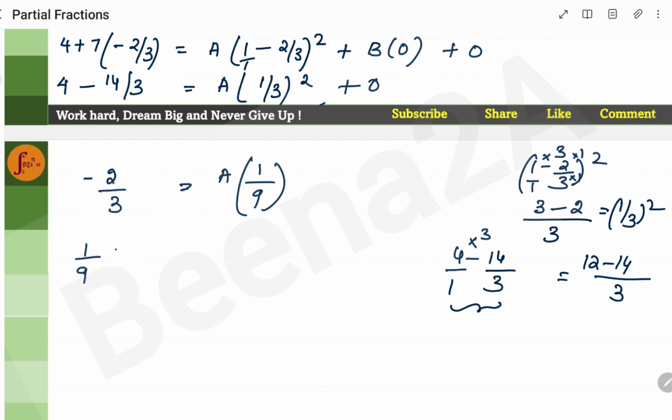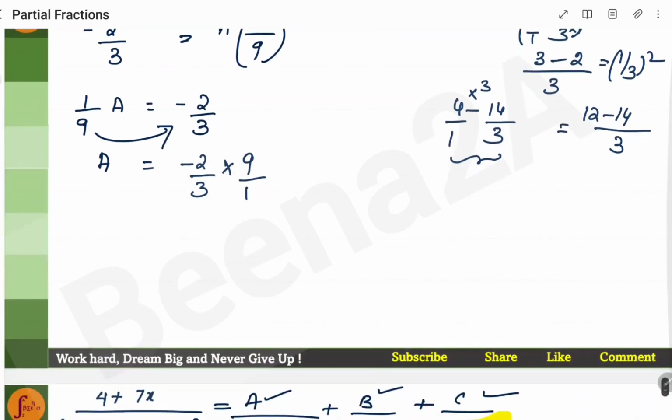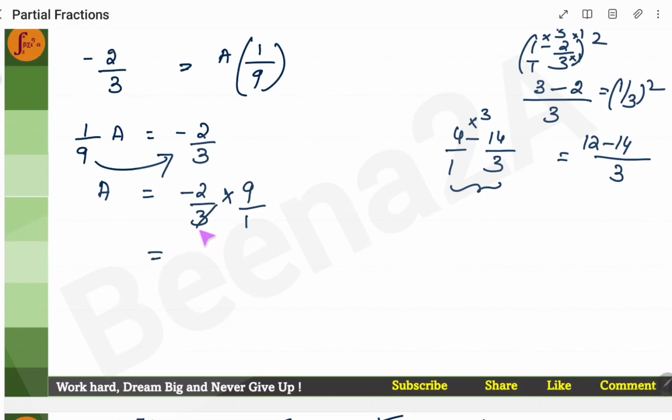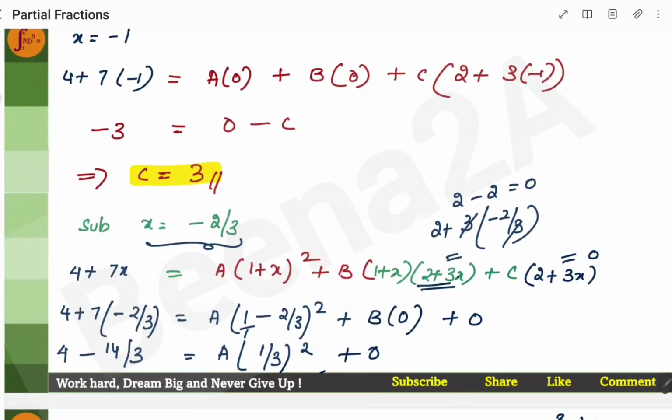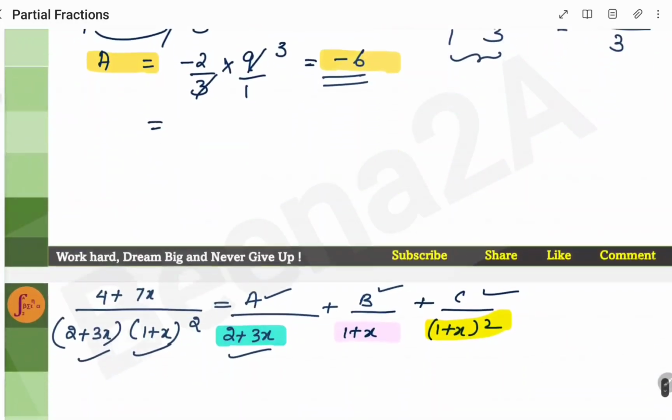So 1 by 9 into a is minus 2 by 3. Therefore a is, I shift this 9 here. This is in the denominator, so it will go to the numerator. So minus 2 by 3. This is in division, so it will become multiplication. And this is in the denominator, it will go to the numerator. It will become 9 by 1. So this will be 3 3s are minus 6. A is minus 6. C is 3.